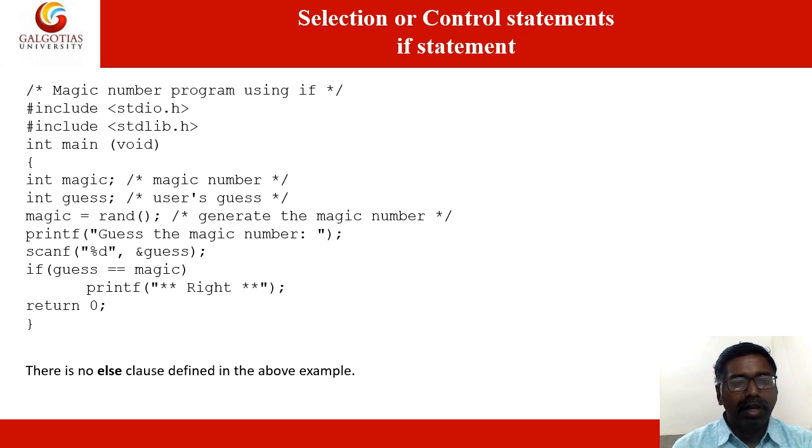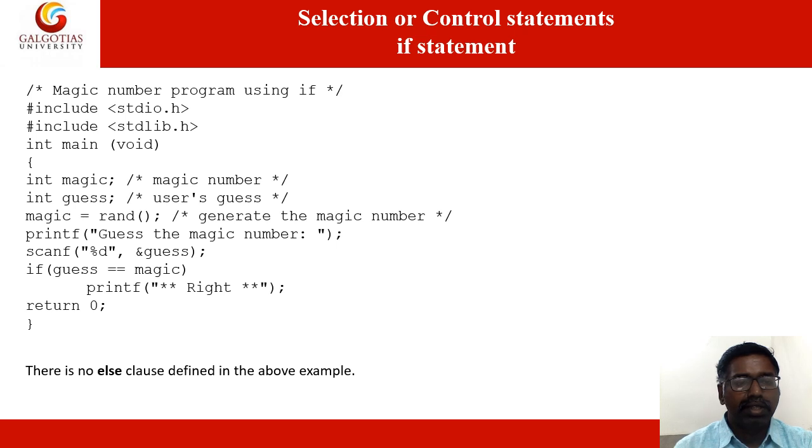In that we have another header file called stdlib.h. What is the requirement for that? Since we need to generate a random number, we are going to call the rand function. This rand function belongs to the stdlib.h header file, so we include that header file also at the top of the C program. Now we need two integer variables to hold the system generated value and the user predicted value, so we are naming the variables magic and guess.